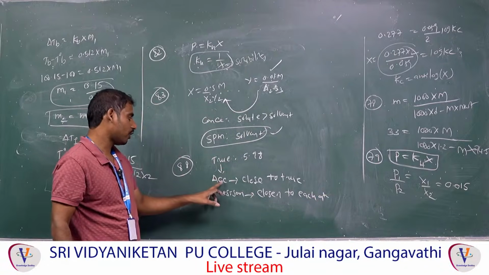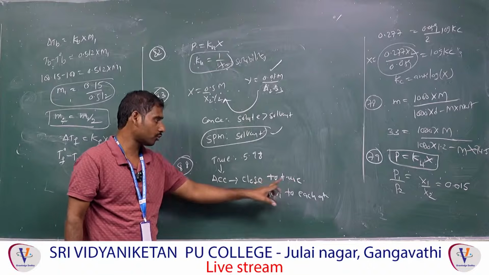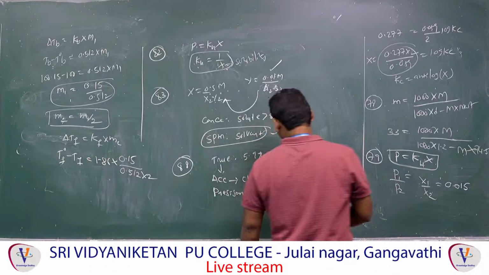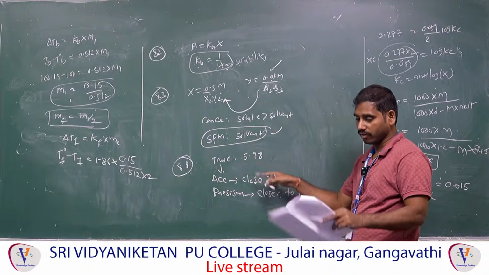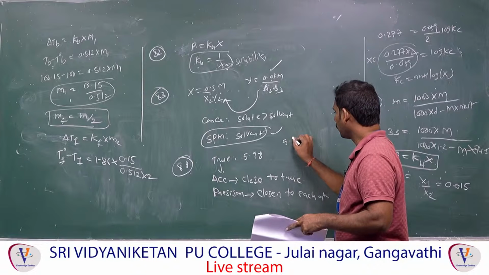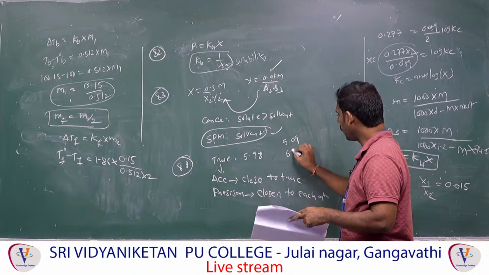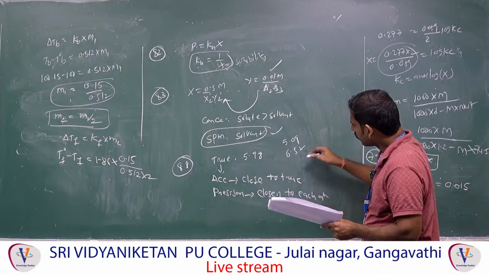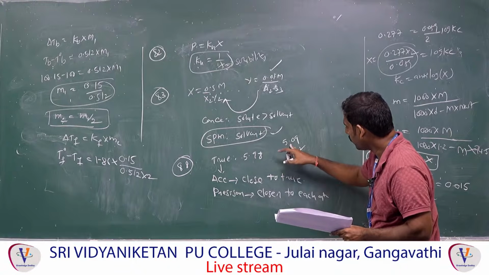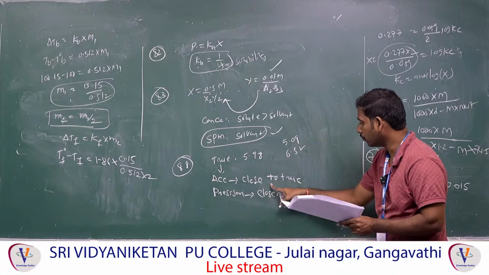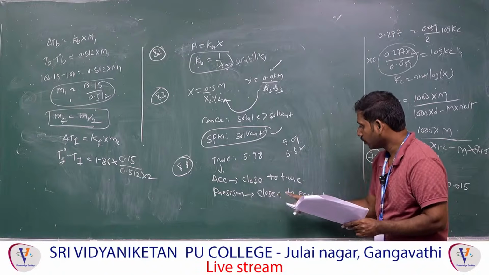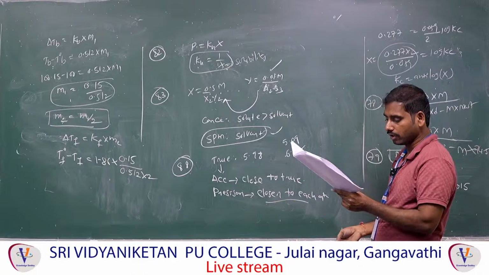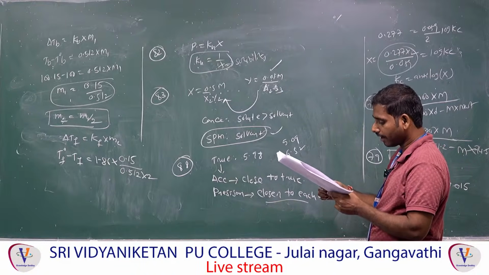What is the true value? Accurate means closer to the true value. Precision means closer to each other. Our true value is 5.9. First, case A: 5.09, 6.52. The true value is 5.9, and these are not close values, so that is not accurate. Are they closer to each other? No, so that is not precision. So A is neither precise nor accurate.